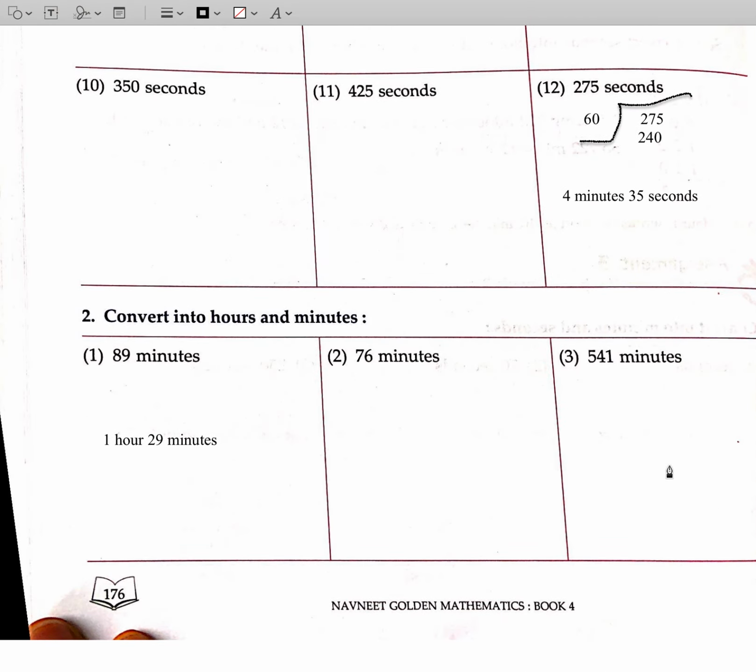We can do one more, which is 541. So 541 in 60, 60 into 9 is equal to 540. So then we will write 9 hours, and when we subtract 540 from 541, we get 1 minute. So 9 hours and 1 minute.